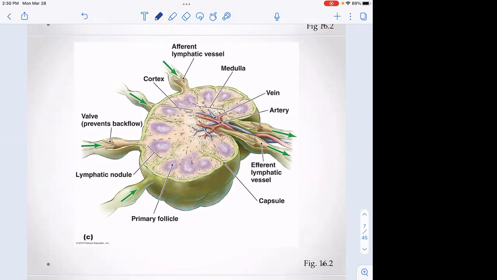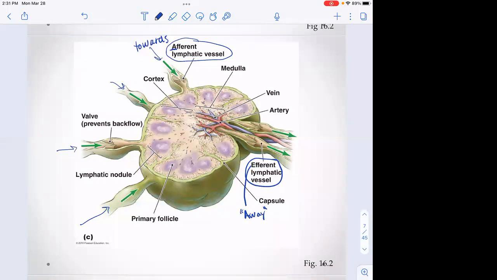And in the design of the lymph node, you can see there are four different afferent lymphatic vessels. I don't know if that's the same for every lymph node, but there are always going to be more vessels coming into the lymph node than there are leaving. The prefix A means towards, and the efferent lymphatic vessels, there are two of them, that E means away. So by design, we have more coming into the lymph node than leaving it. So that's going to create a bottleneck.